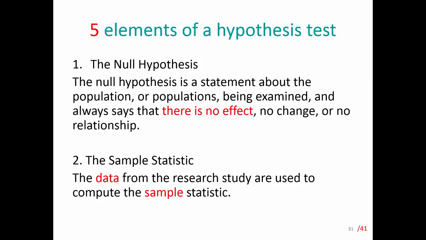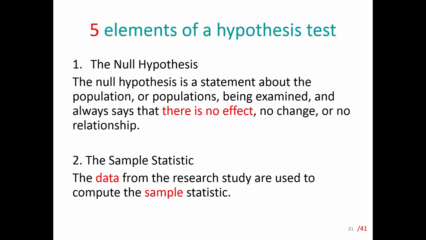So basically, in any hypothesis testing, you have to consider 5 elements, starting with the null hypothesis. The null hypothesis is a statement about the population that states there is no effect. And the reason we have to have a null hypothesis is because the credibility of your research hypothesis is measured by knowing the probability of no effect.